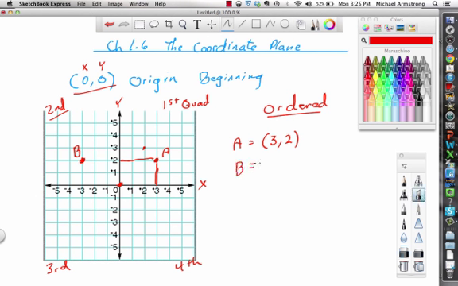B is the point negative 3, positive 2. If we connect these, we have a positive 2 here and a negative 3 here that show where B is, the intersection between those two lines.